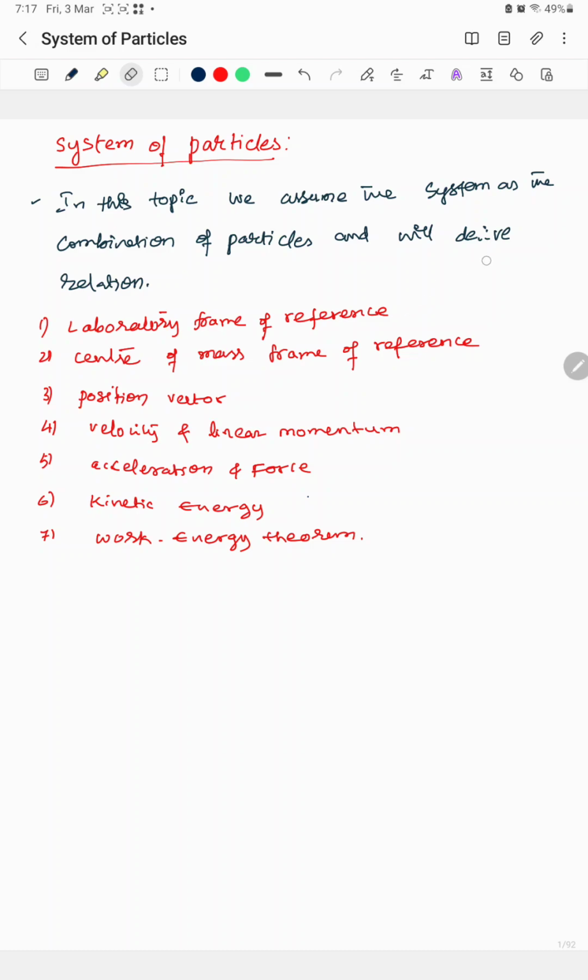That is laboratory frame of reference, center of mass frame of reference, position vector, velocity and linear momentum, acceleration and force, kinetic energy and work energy theorem.